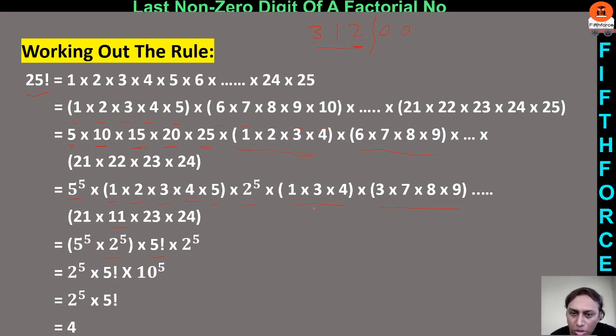Alright. So what is the unit digit of this group? 1 into 3 into 4. 3 into 4 is 12, 2, right? Similarly, 3 into 7 is 21, 1. 1 into 8 is 8. 8 into 9 is 72. So again 2. Look at this group also. Unit digit 1 into 3 into 4. Again 2. So for each group I am getting 2. So for 5 groups, 2 power 5.